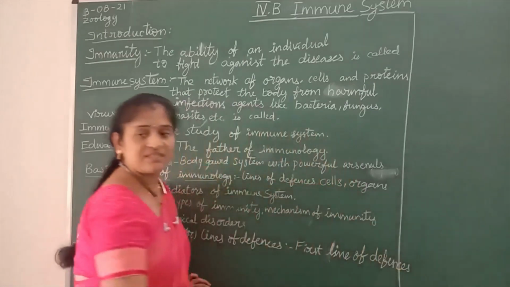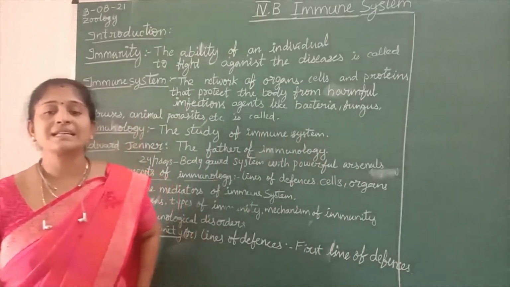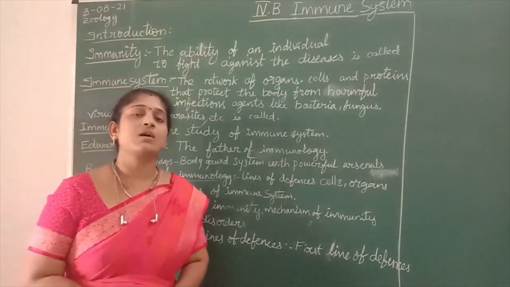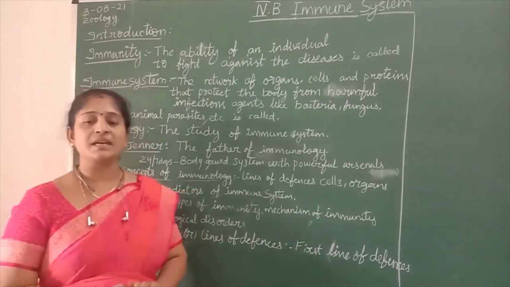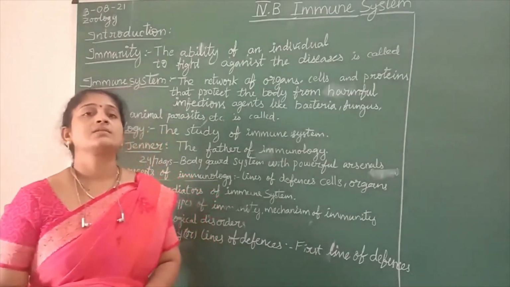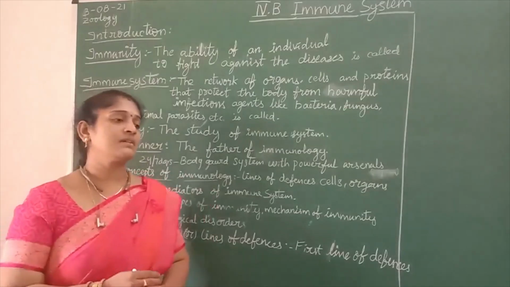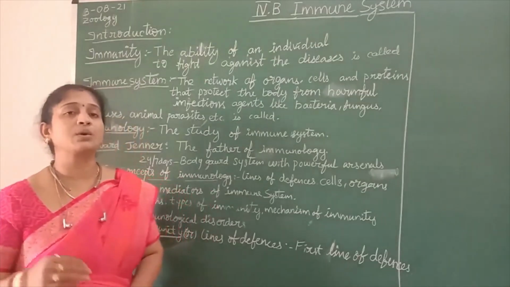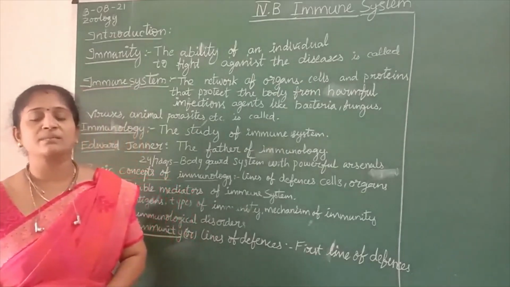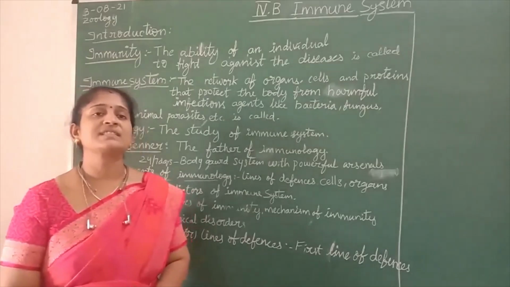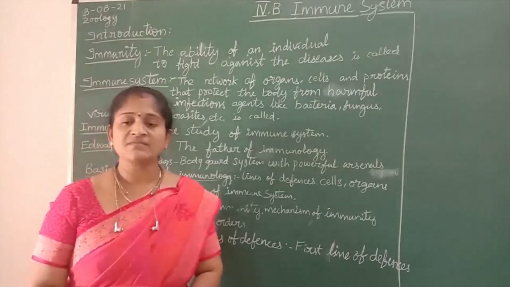So this first line of defense deals with the skin. Skin is a large organ in our body. So the skin forms the first line of immunity. Whenever microorganisms infect our skin, they will rupture our skin and enter through our skin first of all. So this protects our body. The skin forms the first line of immunity.